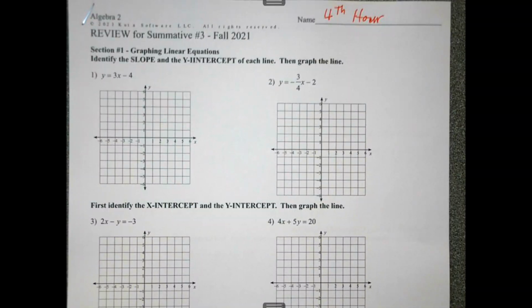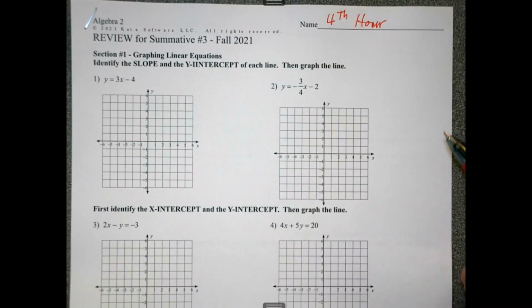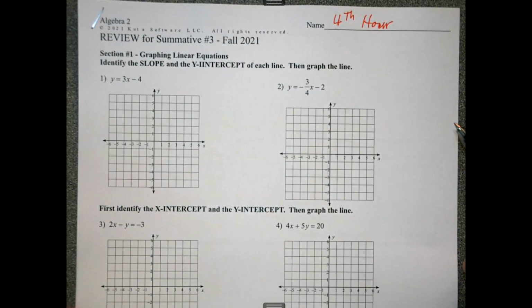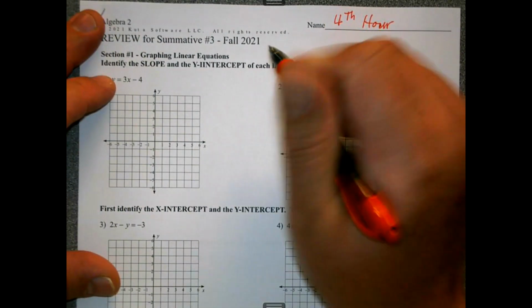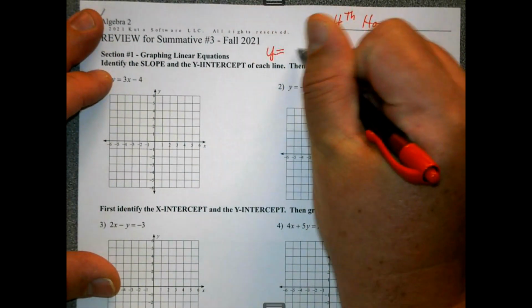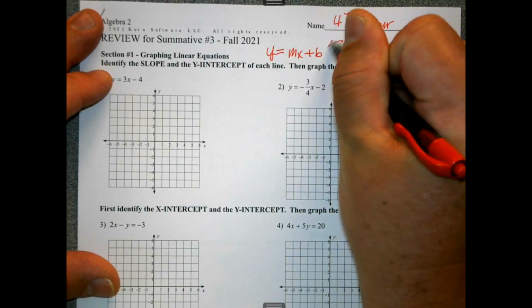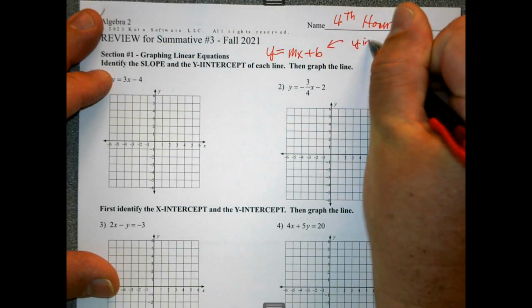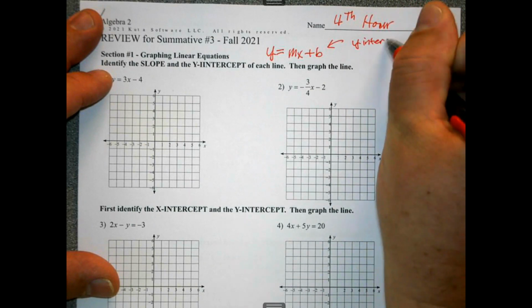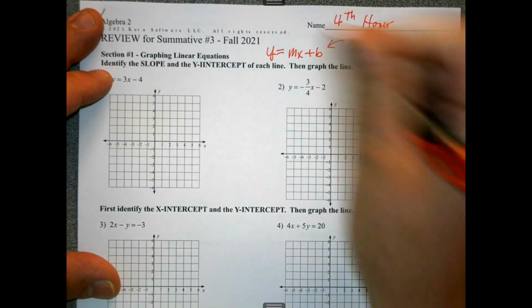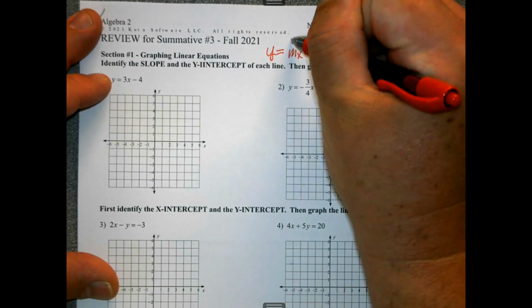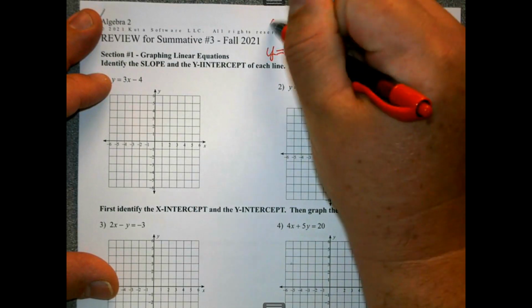This quiz is, I hope, a review of graphing lines. This is slope-intercept form, y equals mx plus b, where our b is the y-intercept, and the coefficient of x is our slope.